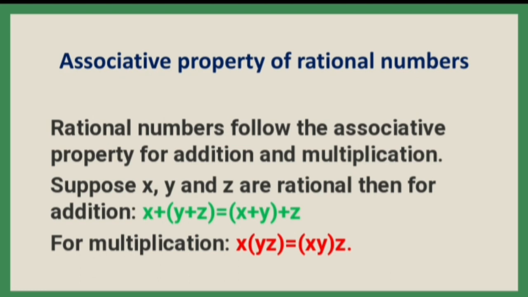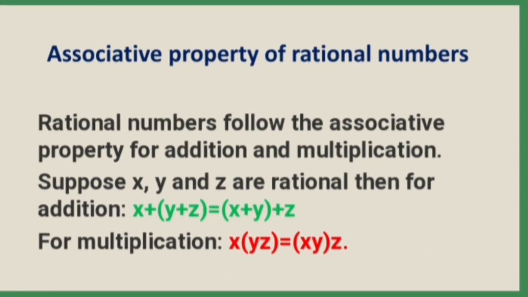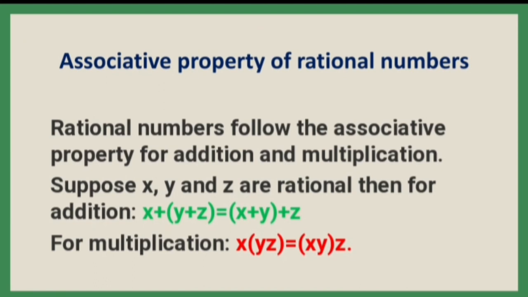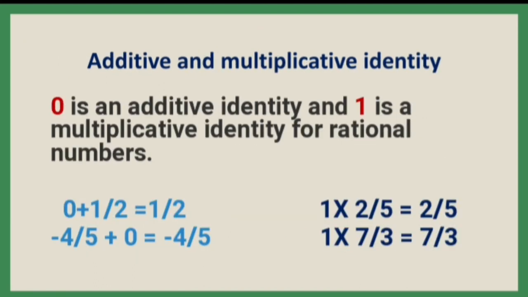And you take three rational numbers, you apply the associative property, do it for addition, subtraction, multiplication and division, and check whether it is applicable for subtraction and division or not. Okay, next let us move on to additive and multiplicative identity.